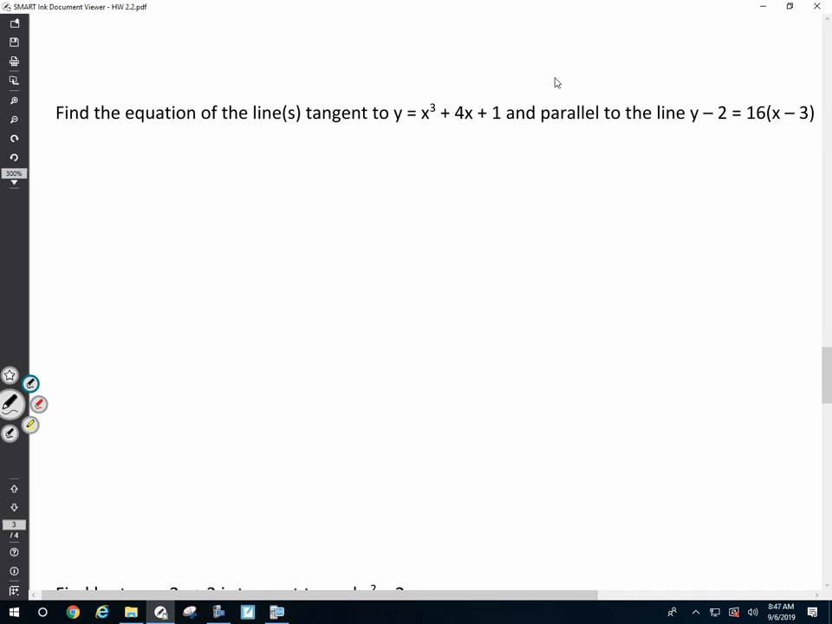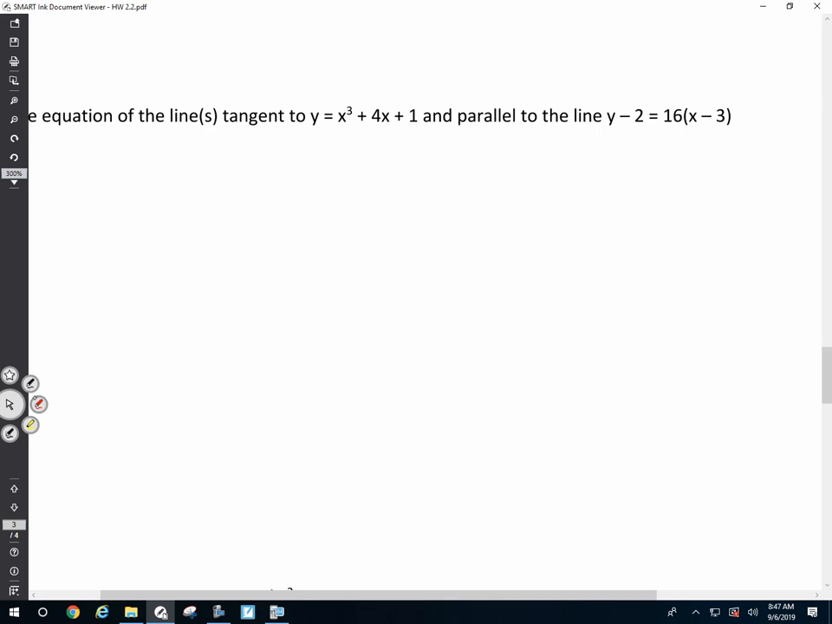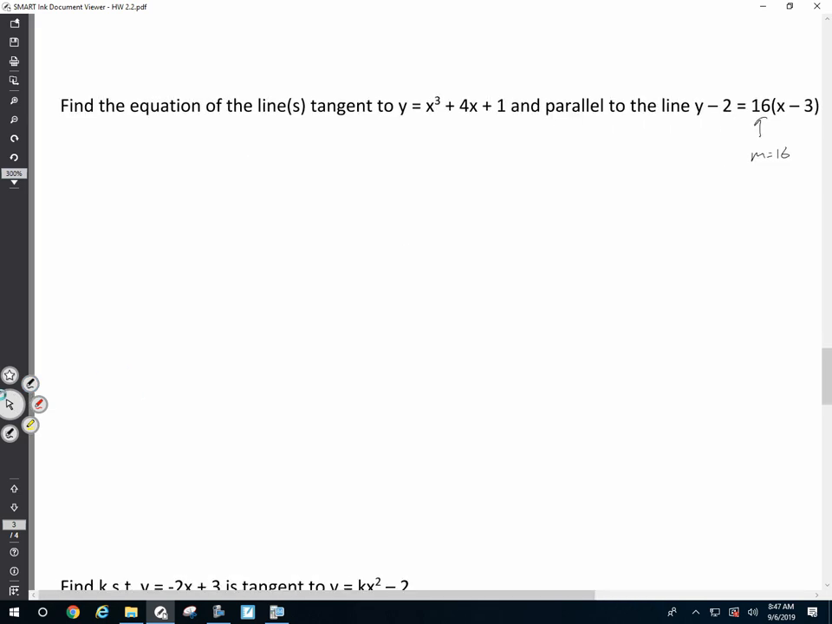All right, find the equation of the line or lines tangent to x cubed plus 4x plus 1 and parallel to this line. Well, this line has a slope of 16. Let's think about this visually. We kind of know what an x cubed looks like. I don't know exactly what this x cubed looks like, but you know, x cubed. Well, it looks like I'm probably going to have two situations where I'll have tangent lines that are going to be parallel to this. So keeping that in mind, we might be looking for two different solutions here.